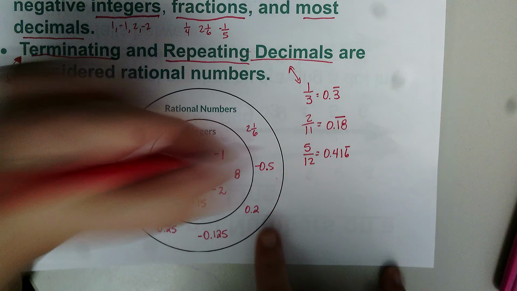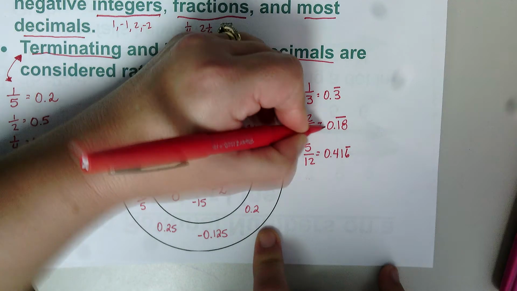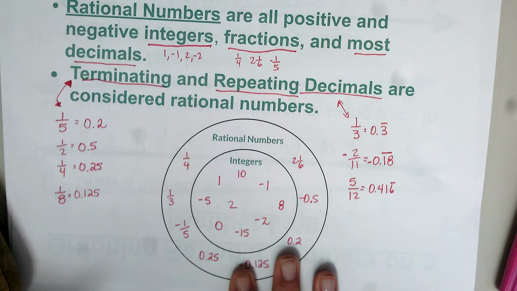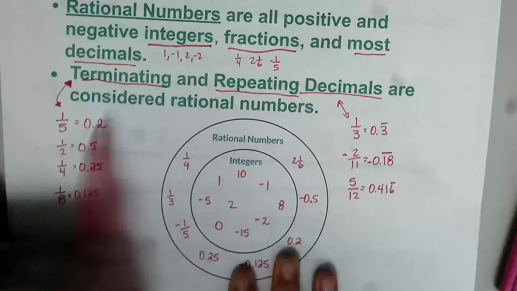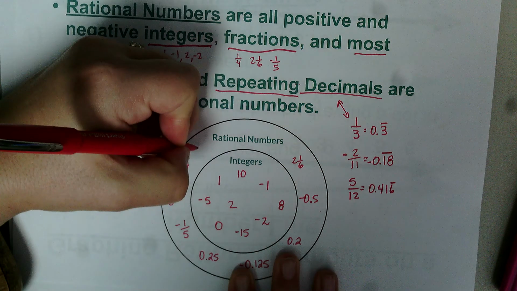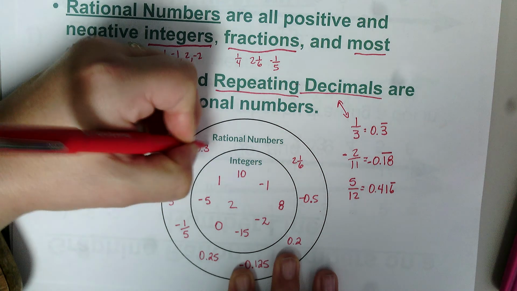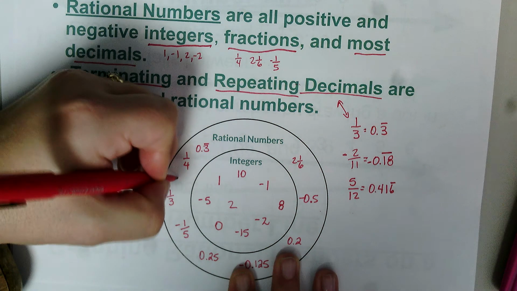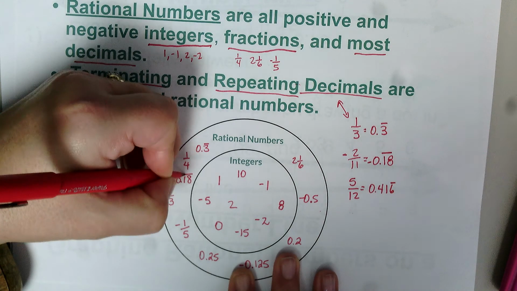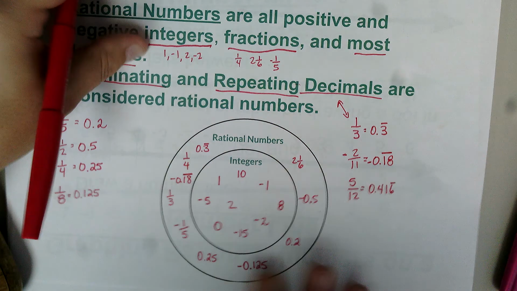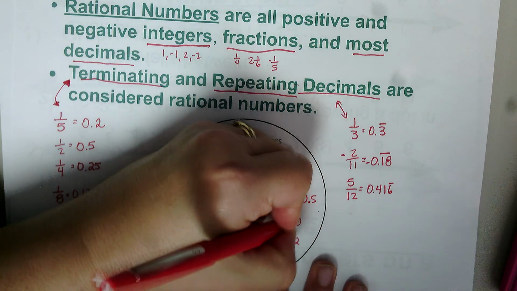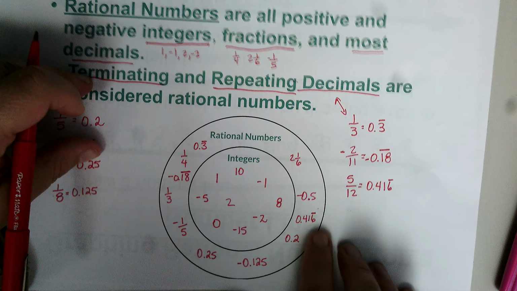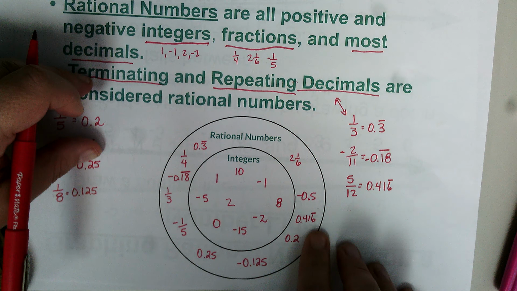Now all of these, I can make this one negative, I'll make that negative. All of these go into our rational number section because remember, terminating and repeating decimals are considered rational numbers. So I can put in 0.3 repeating. I can put in negative 0.18 with the 18 repeating. I can put in the 0.416 with the 6 repeating.